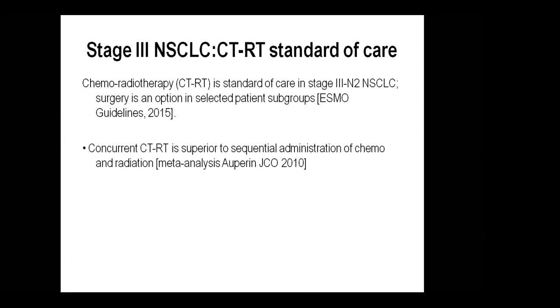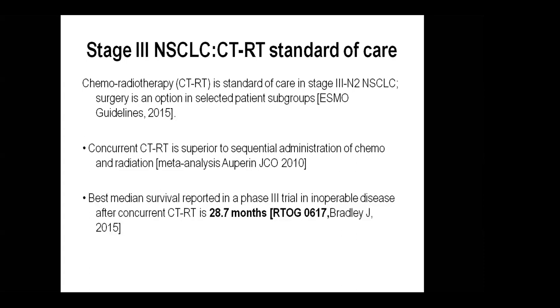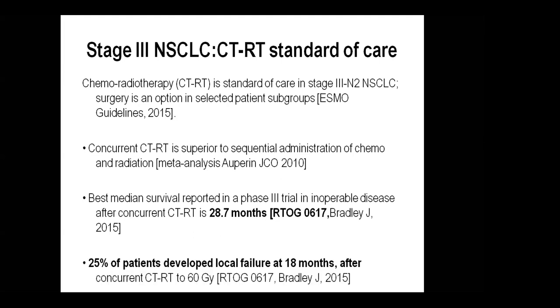We have the meta-analysis from Operin, and I'll be discussing a bit about this. The best median survival with CTRT was seen in the RTOG 0617 trial, wherein the 60 Gray arm, with contemporary RT approaches where they had used PET-CT and IMRT in a good proportion of patients, had a median survival of about 28 months. And what is also important to understand is that 1 out of 4 patients would still fail locally.